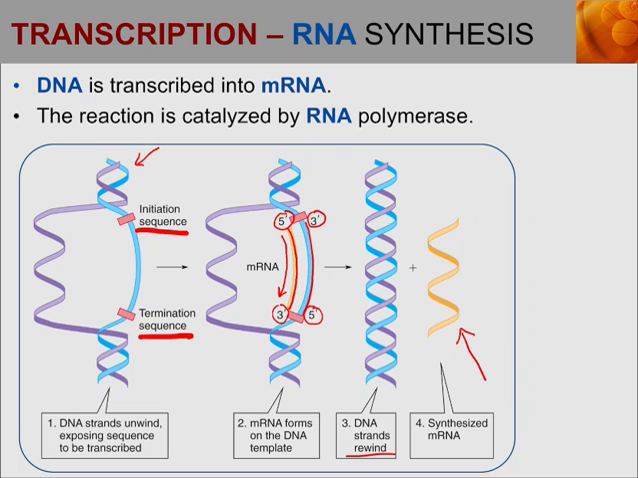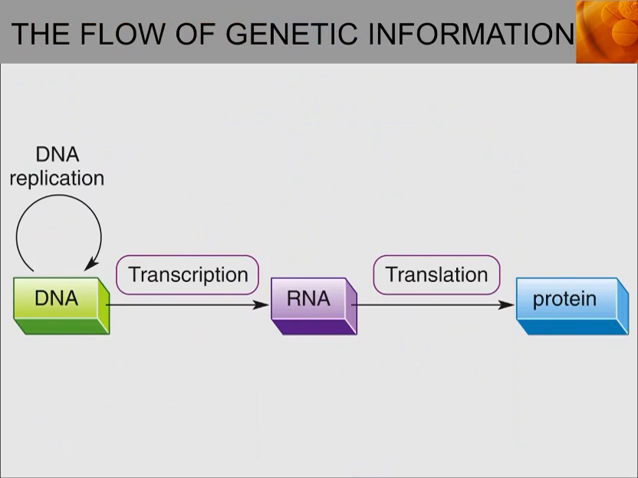So this whole reaction is catalyzed by an enzyme called RNA polymerase. So RNA is what we're making, and then we're creating a polymer, and it's an enzyme, so it ends in ASE. All right, so that was pretty short and easy.